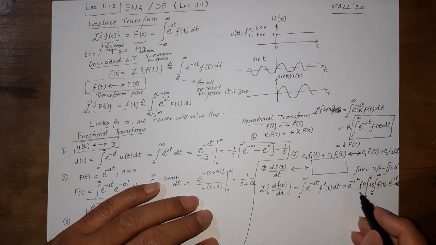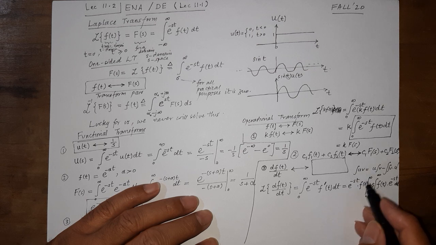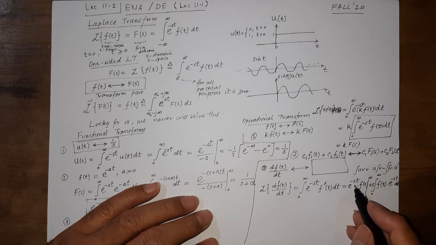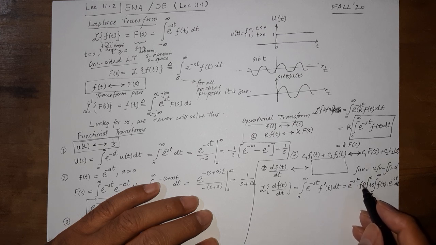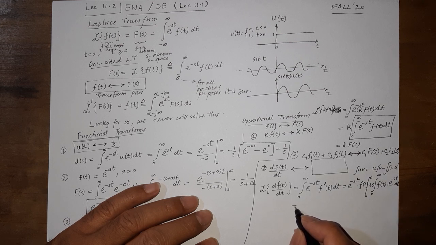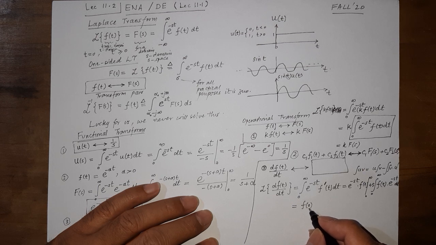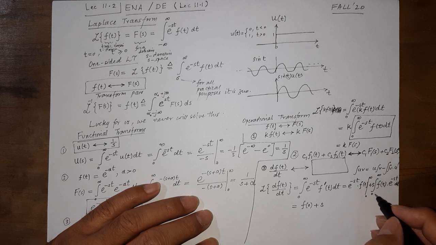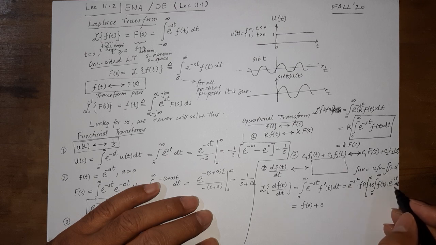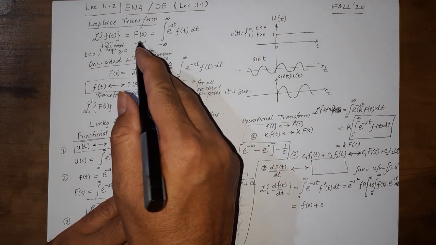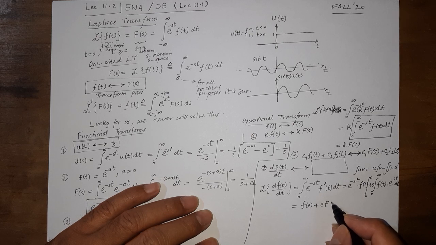If we apply these limits here, then e raised to the power minus infinity is going to be 0. It will zero out everything. And when we put 0 here, e raised to the power 0 is 1, and f(0) is what we are left with. So the original function in time at t equal to 0, plus s times whatever is inside the integral, including the integral, which by definition is F(s). So we get this thing.